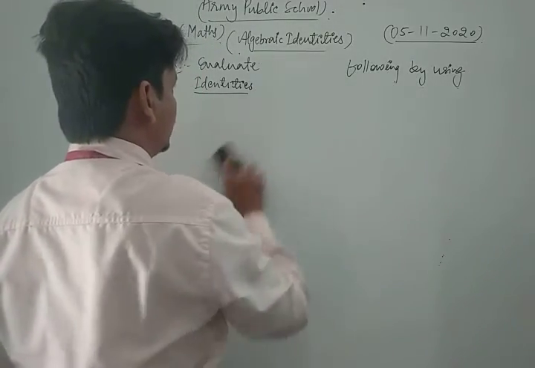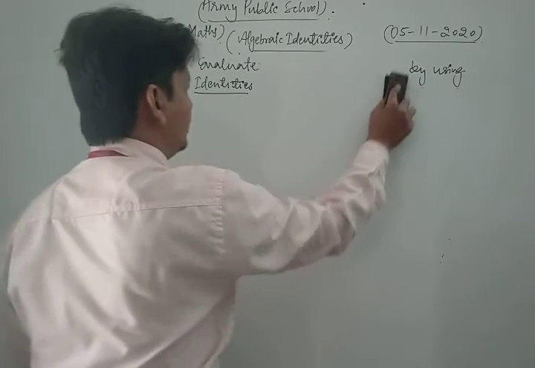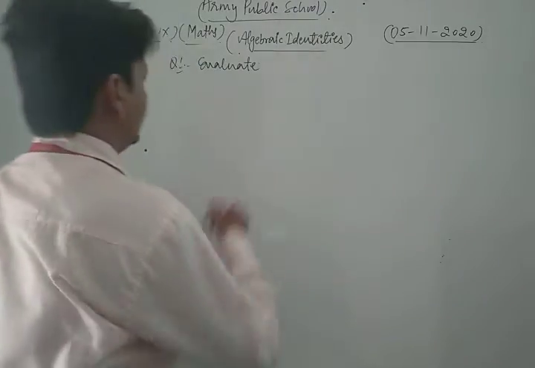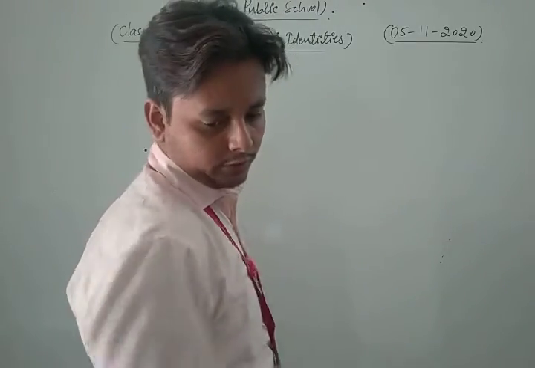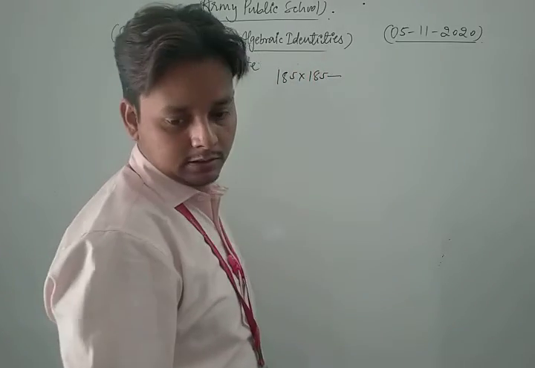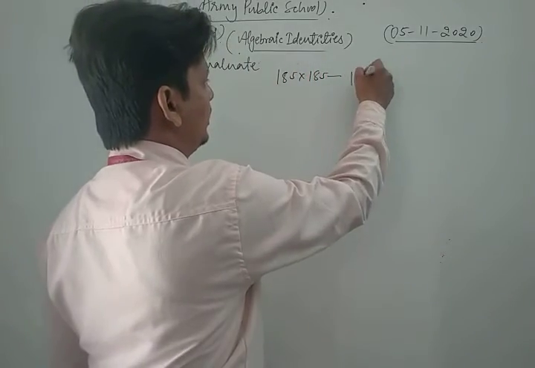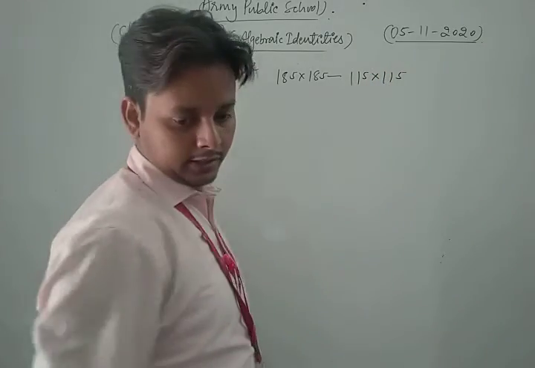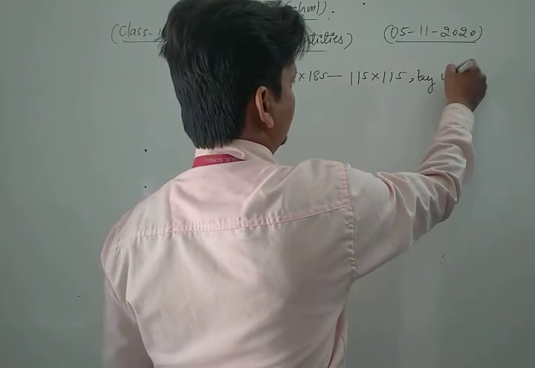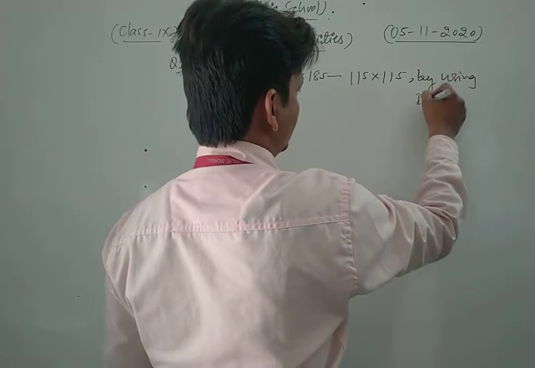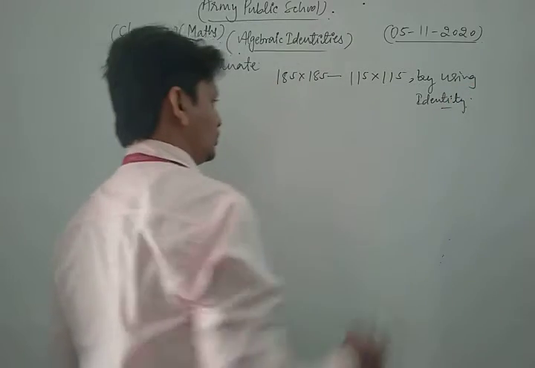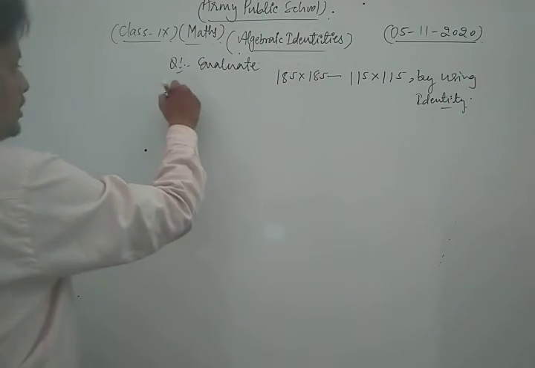Now we will write a question. Evaluate 185 into 185 minus 115 into 115, by using the identity. Okay, now look, see. Now let's see its solution.